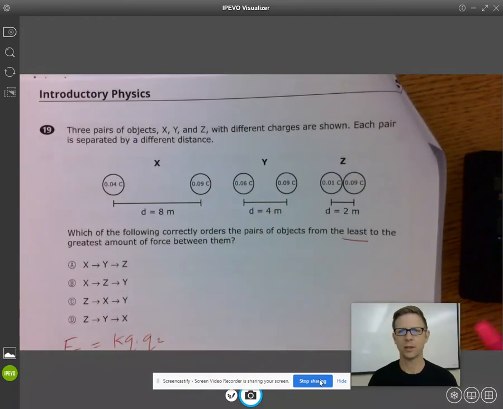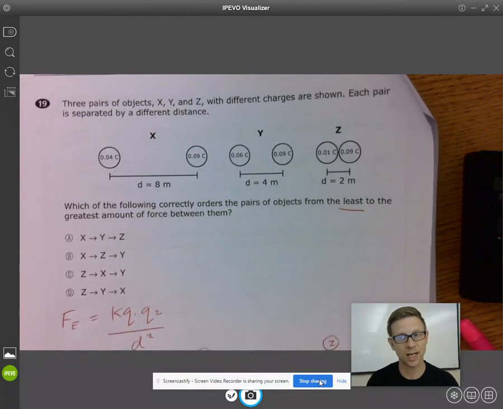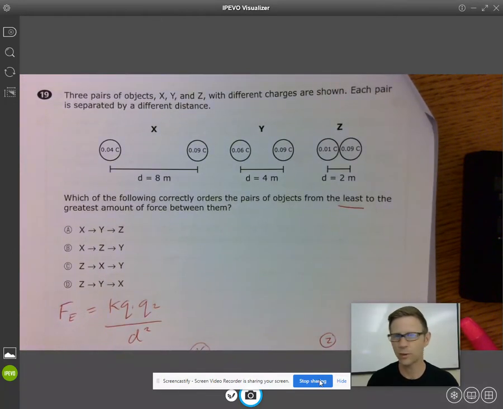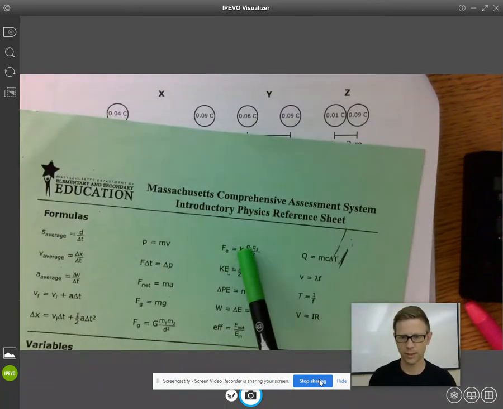Number 19, take a deep breath. Don't freak out. You can use some logic here, but you kind of have to use the equation, or you have to really understand the relationships here. This is about Coulomb's law. Coulomb's law says there's forces. Here's an equation. It's right there on your equation sheet. It's right there.